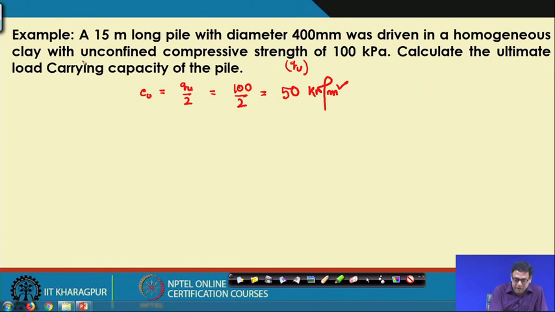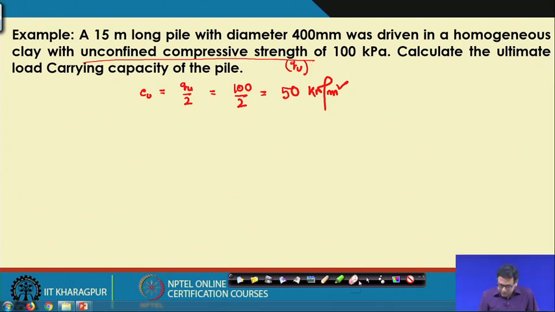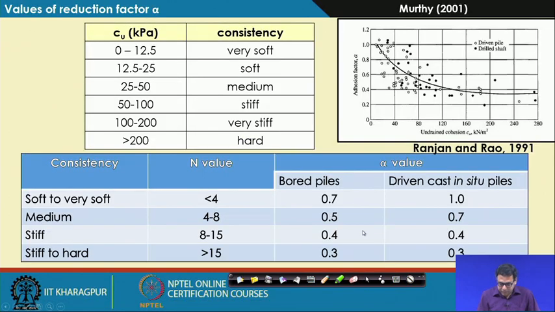Remember that if it is unconfined compressive strength, it does not mean that it is the cohesion Cu value. Cu value will be half of that. So, in some problems directly Cu value can be given, in some problems only the qu value will be given. So, you have to divide it by 2 to get the Cu value. Okay. So, if the Cu value is half, then from this table, or I can use this table.